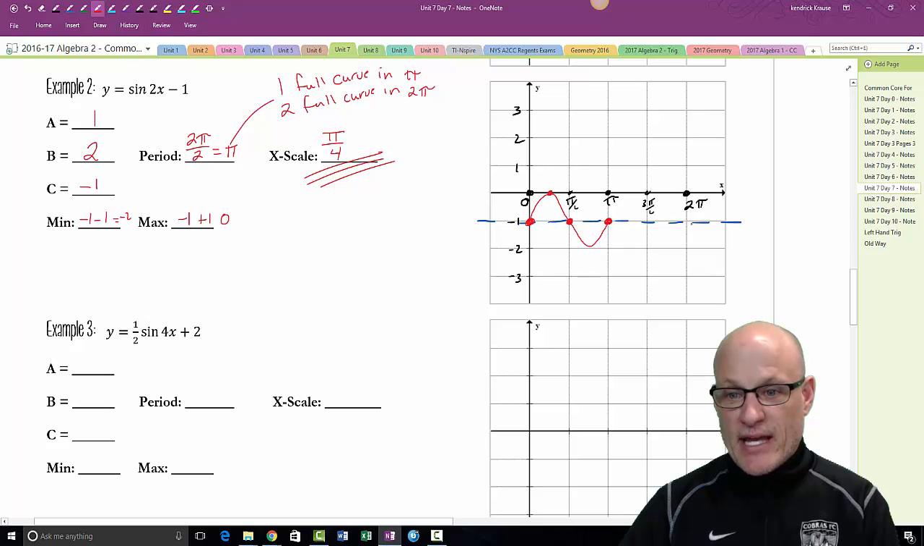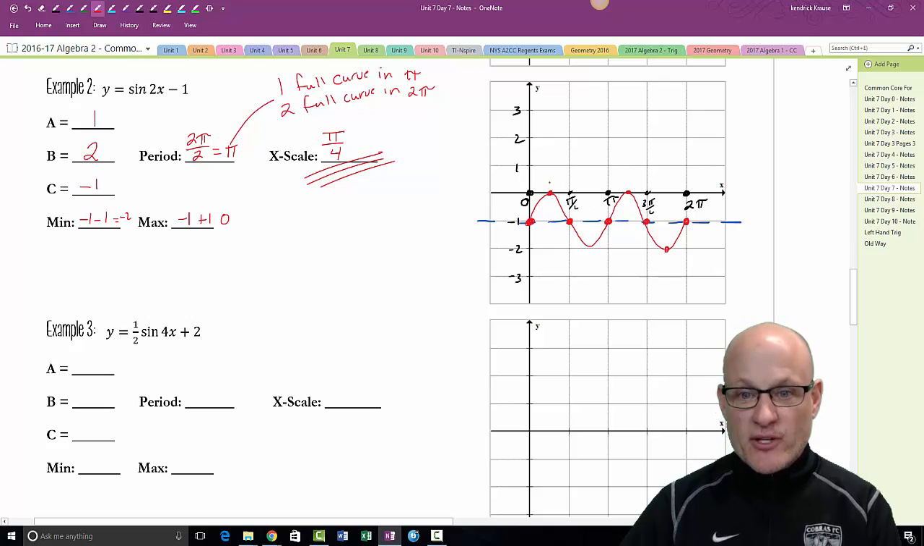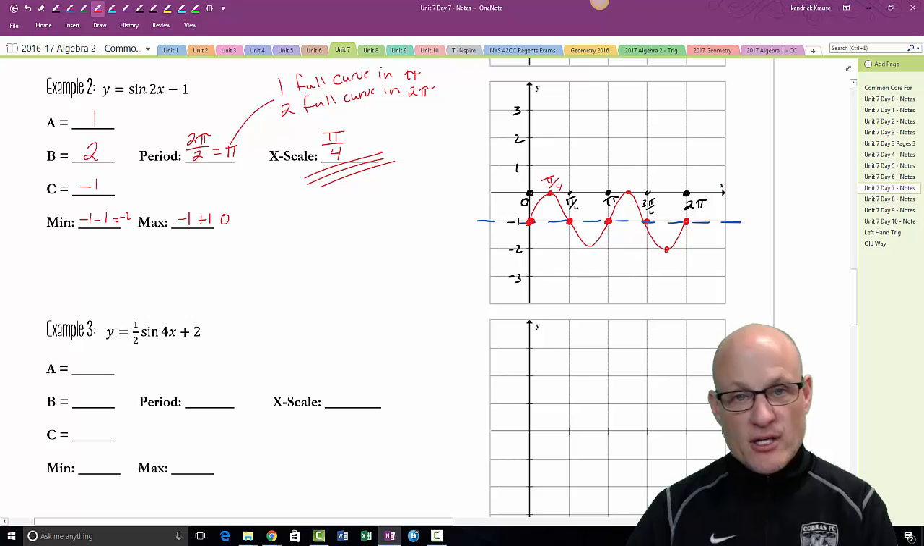So again, we're going to begin and end at a 0. In the middle is going to be a 0. At those pi over 4s in between are going to be my max and mins. That's why I'm going to need those as part of my scale. So my scale is really pi over 4, and that's what I should put there. So that means every half a box is pi over 4.